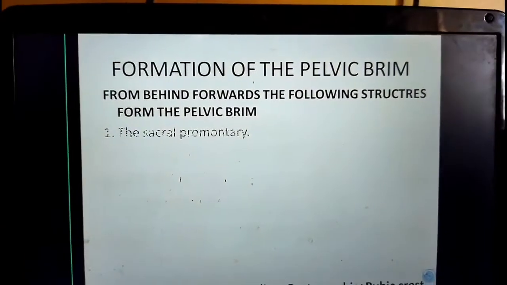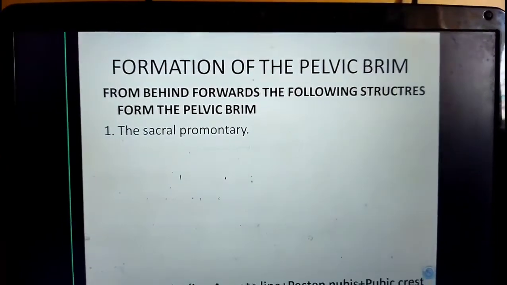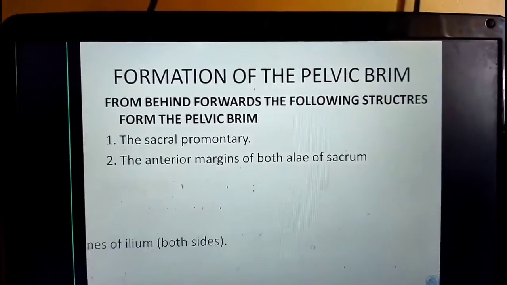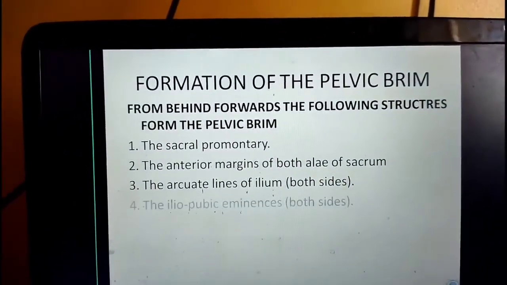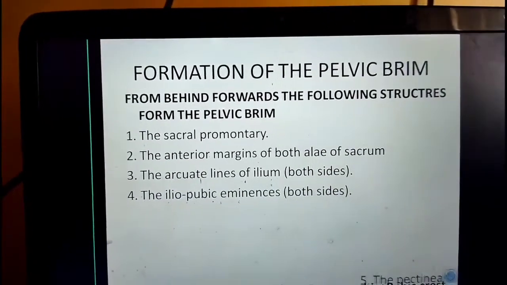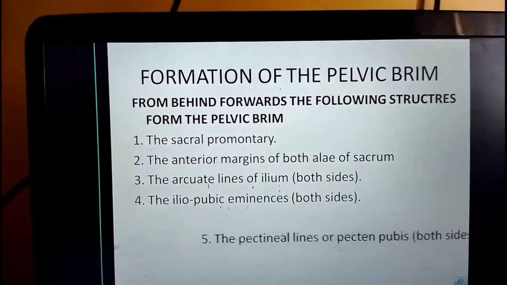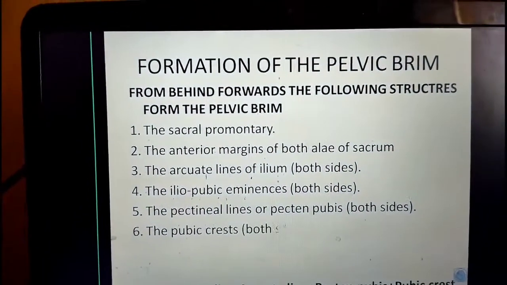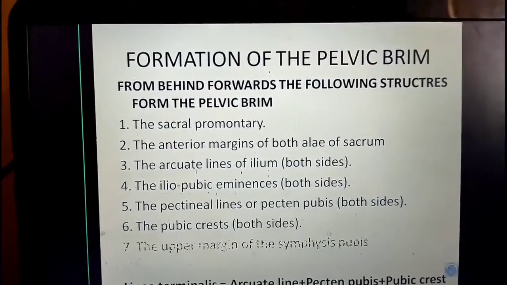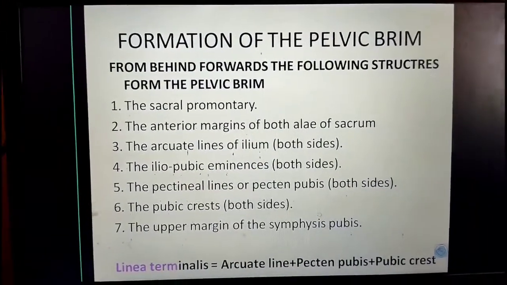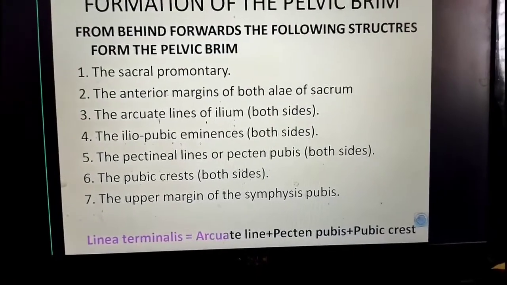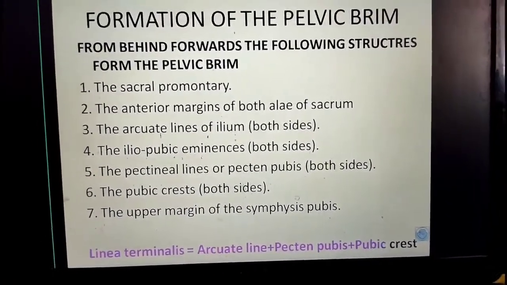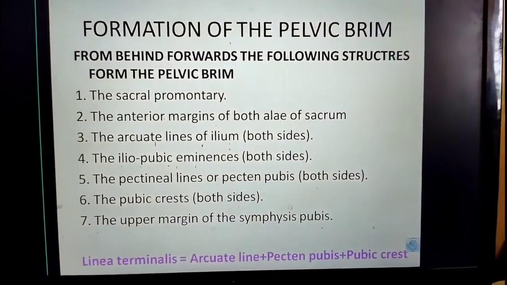Now, formation of the pelvic brim. We enumerate the structures that form the pelvic brim from behind to forwards: the sacral promontory, the anterior margin of both alae of sacrum, the arcuate lines of both sides, the iliopubic eminence, the pectineal lines or pecten pubis, the pubic crest of both sides, and lastly the upper margin of the symphysis pubis. Now linea terminalis refers to the arcuate line plus the pecten pubis plus the pubic crest. In some books the upper margin of the symphysis pubis is also included.